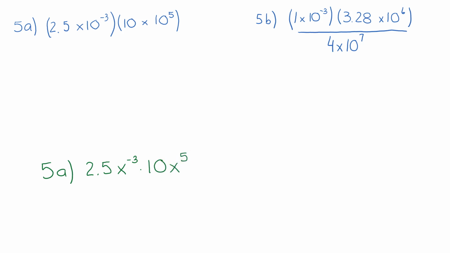So all I've done is I've taken the scientific notation, and instead of writing 10 to the 3, which is right here, and 10 to the 5, which is right there, I've just replaced those 10s with x's. And this simply becomes an exponent law question. So we see we're multiplying them together. We have the common base of x, so we add our exponents. So we get 25 x to the power of 2, because negative 3 plus 5 is 2.